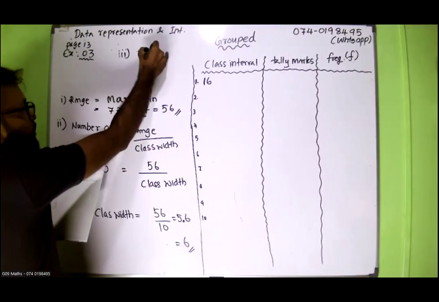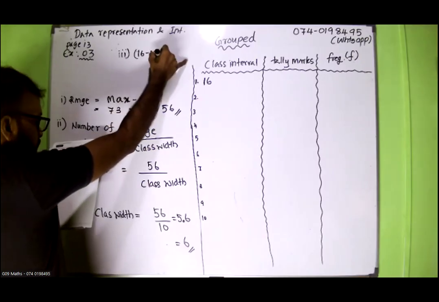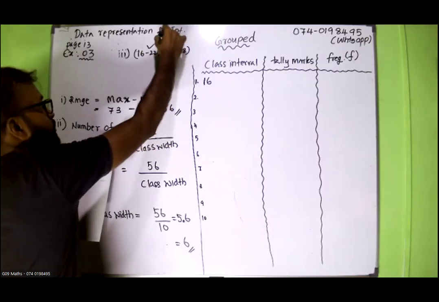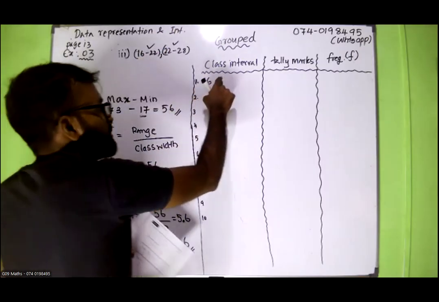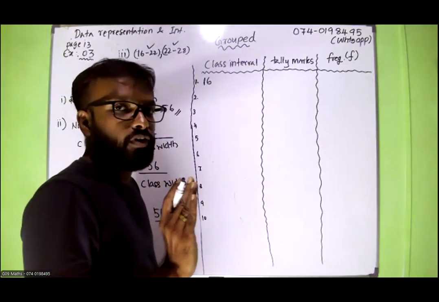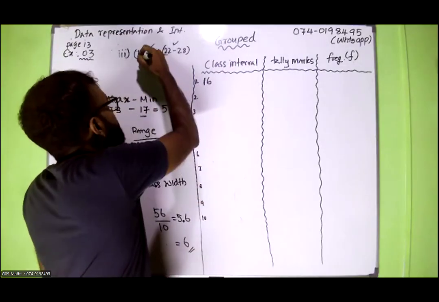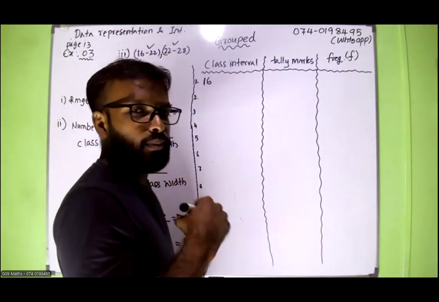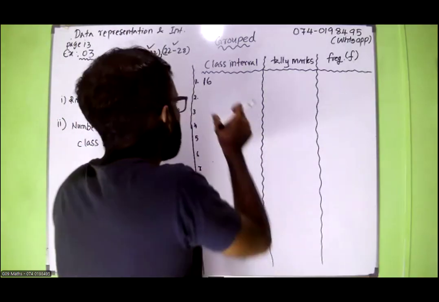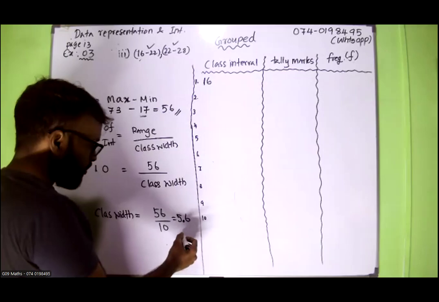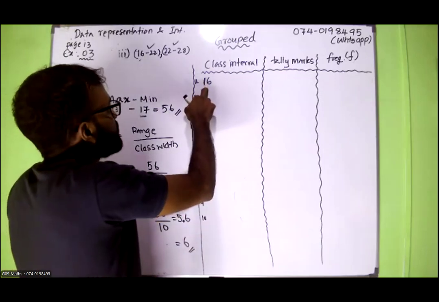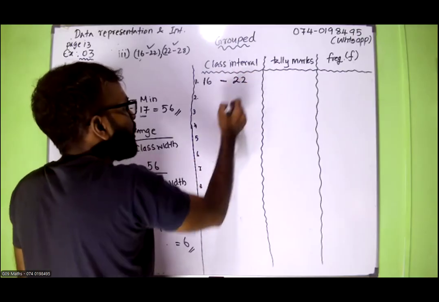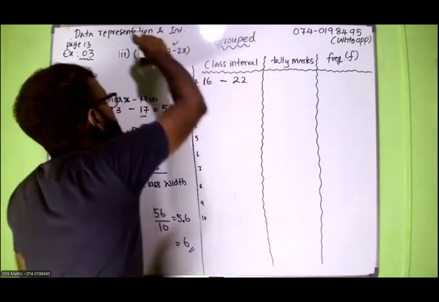Such as 16 to 22, comma, 22 to 28. So you have to use this. So my first class interval, I am going to define. Starting point is 16. Actually, no need to define, here you have been given, but I am telling you how to get there. And class size, or class width, is 6. 16 plus 6, 22. So the first class interval is done.